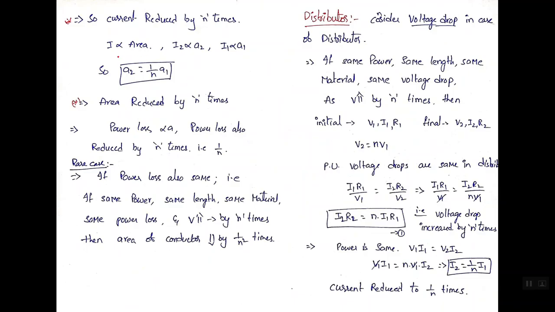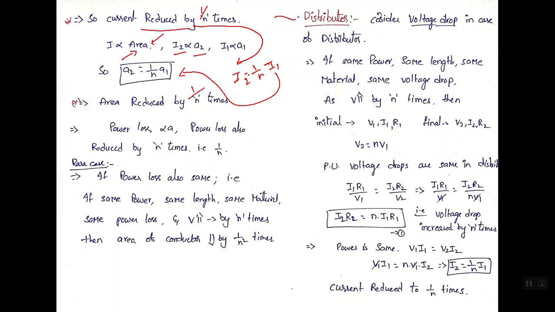We know that the area of the cable, that is, the cross section area of the conductor, is proportional to the current. As current increases, the area of the conductor also increases. So if the current is reduced by 1 by n times, then the area also reduces by 1 by n times, friends, 1 by n times.